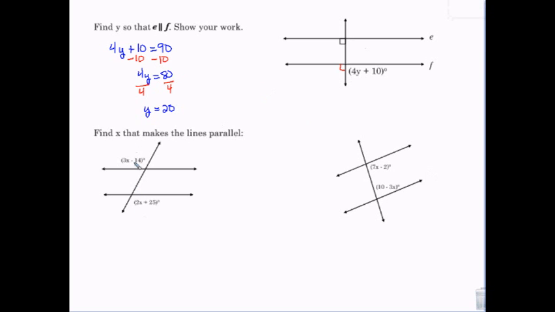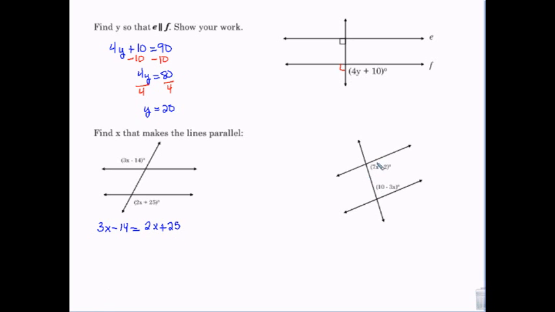Looking at these next two examples, what would I do with these two expressions? They're alternate exterior angles, which means that they're what? Any guess? You got a 50-50 chance. Nothing? They're congruent, so they're equal. So you'd set it up that way.